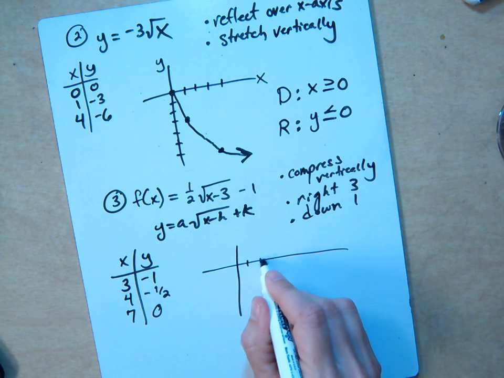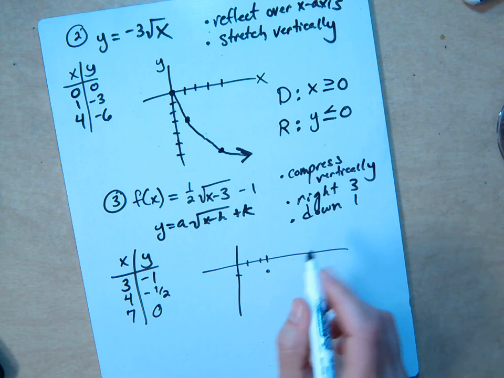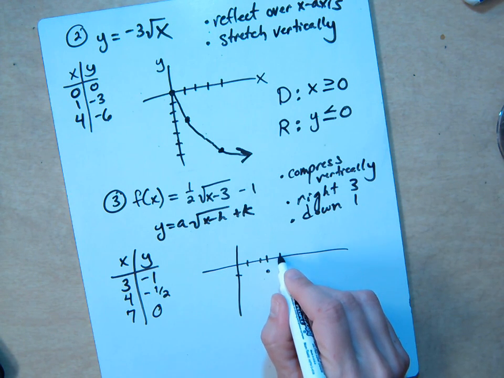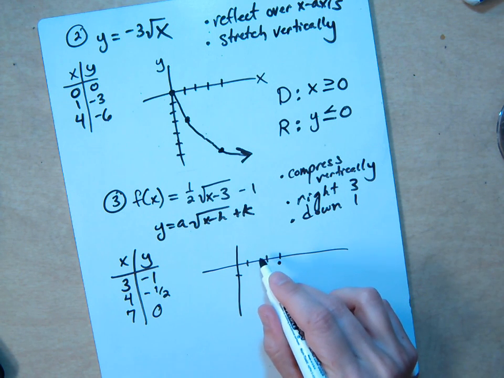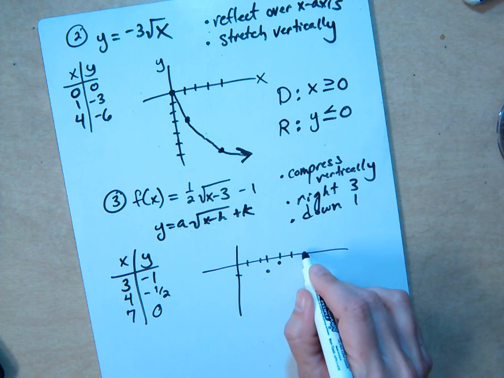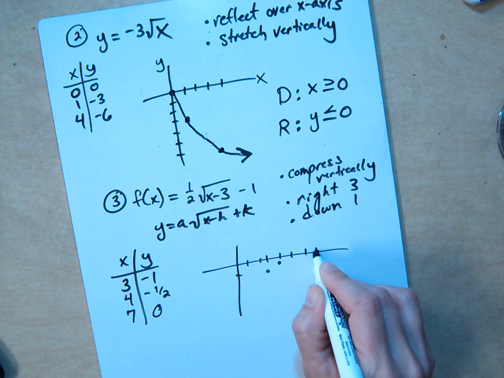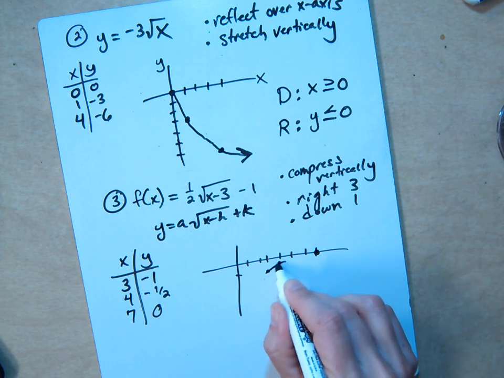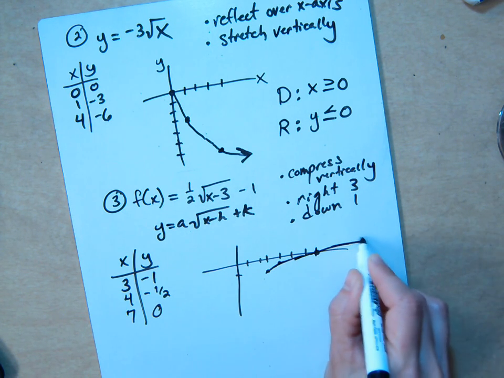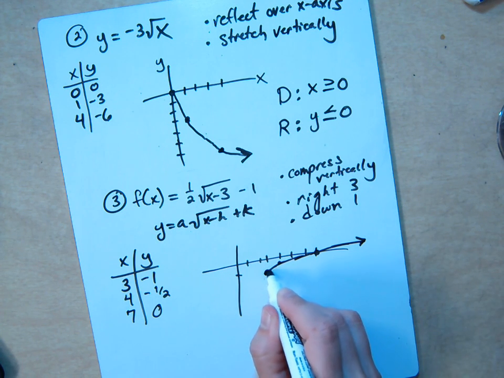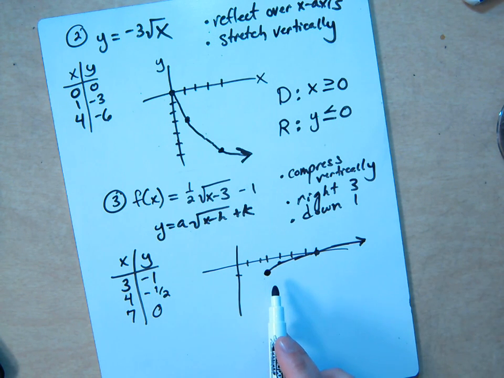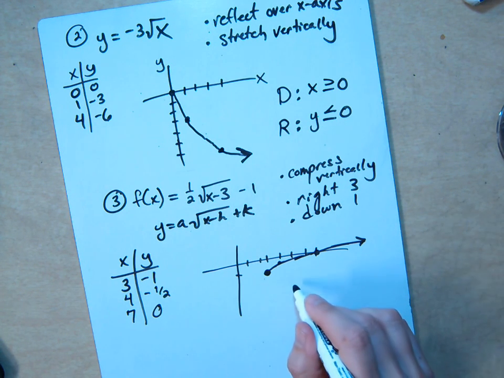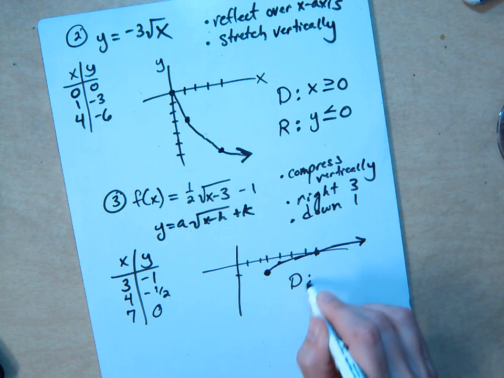So I have (3, negative 1), (4, negative 1/2), and by the time I get to 7, 1, 2, 3, 4, these should be evenly spaced, 5, 6, 7, 0. So it has the same kind of shape, but it's compressed, and the starting point is right there, and it's compressed vertically. So let's state the domain and range, and then we'll be done.